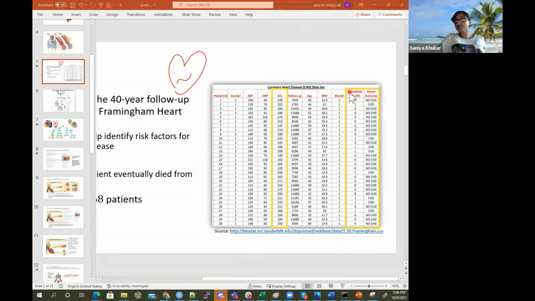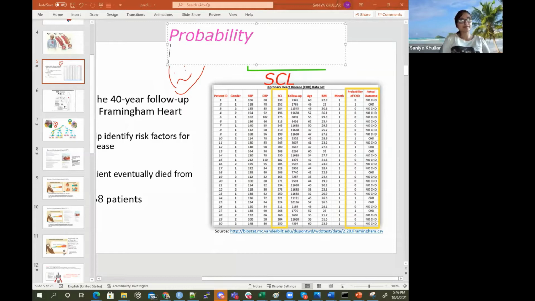So the y-axis is the probability of CHD, and the x-axis is the SCL level, the serum cholesterol level. Do you see that? That's what the data is.